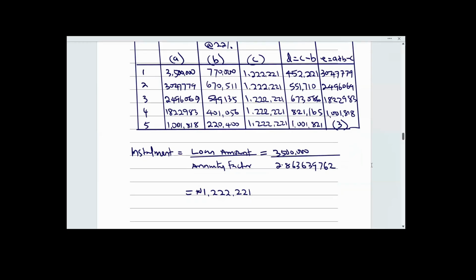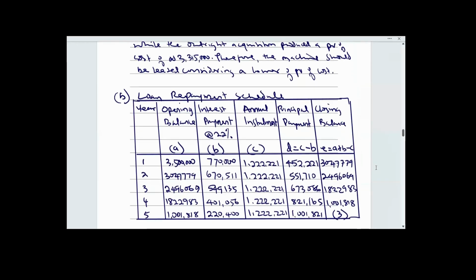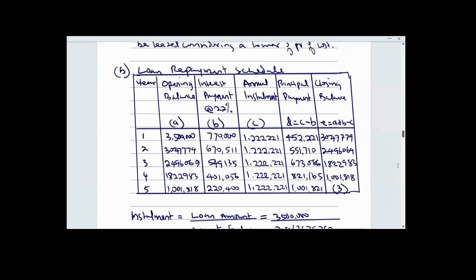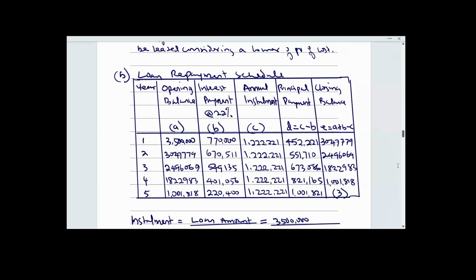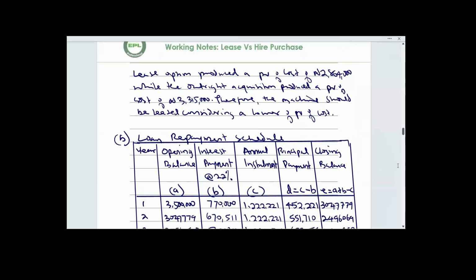All right. So that is that. This is what the examiner asks you to do. You can see the opening balance for each year, the interest you are supposed to pay, the annual installments, the part of the principal sum that you have paid for each year, and the closing balance. So this is what the examiner asks you to do, the repayment schedule. Okay, and that's the end of the question.